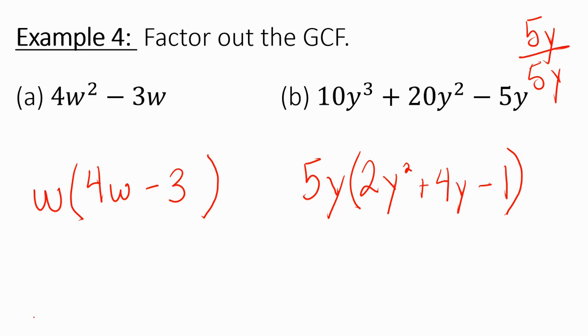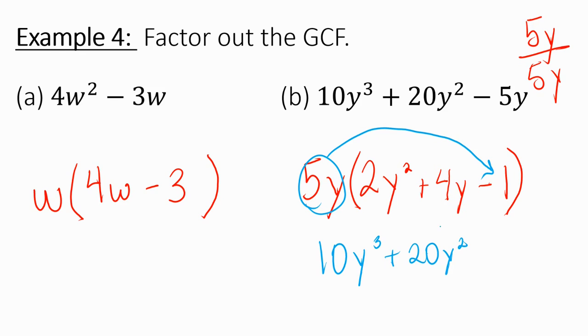And to double check it, multiply it back out. And sure enough, 5y times 1 gives us 5y. But if we didn't have that times 1 there, then that last term would just disappear. So yes, this matches what we originally had. So yes, we must have factored out correctly.